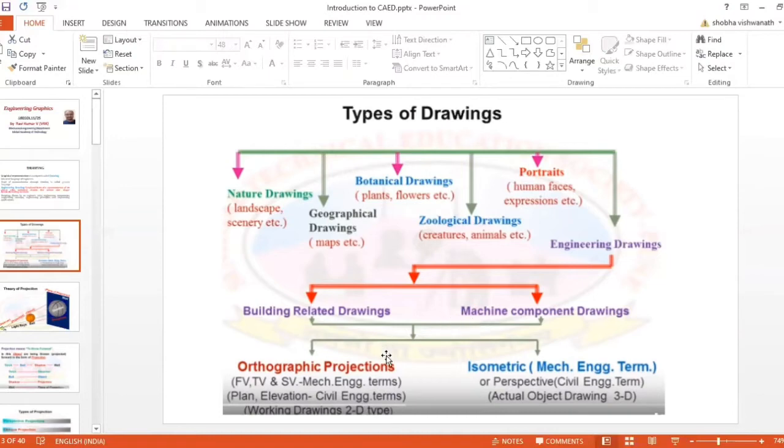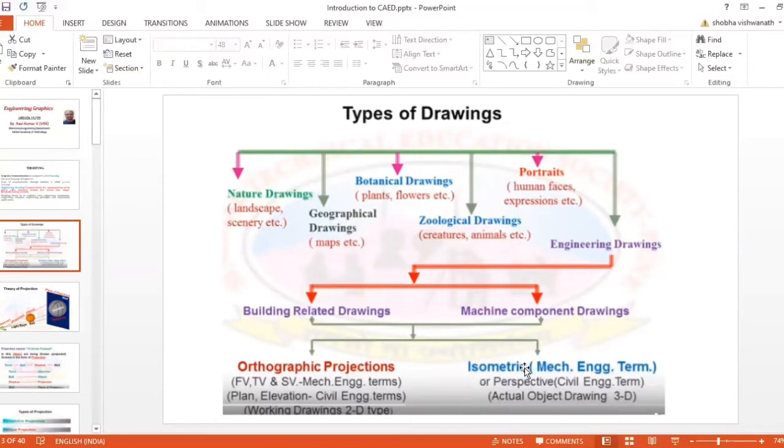Usually these drawings are represented in two ways: one is orthographic projection, the other is isometric. Orthographic projection is usually the working drawing of 2D type, a two-dimensional drawing. Isometric is the actual object drawing, a three-dimensional drawing.